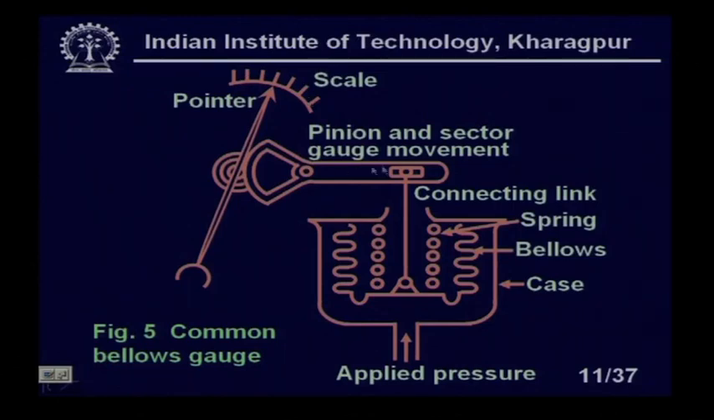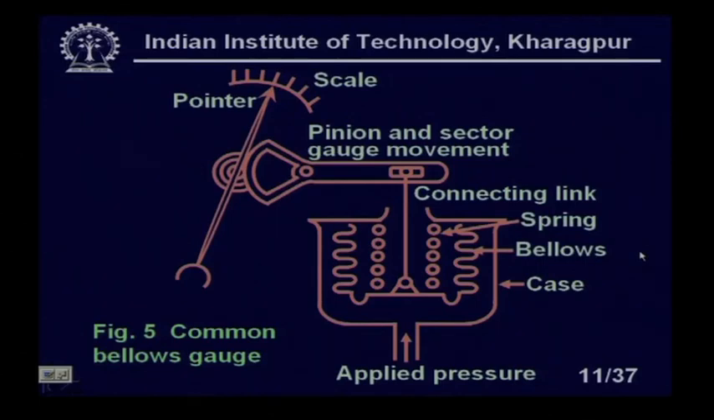So, this is a pinion and sector gauge movement, this is a connecting link, and this is a spring inside, because once you remove the pressure, this bellows should come back to the original position. That is the reason the spring is inside. And this is the case, and the case should be hermetically sealed, that means it should be sealed on all ends, so there should not be any leak. As you know, bellows are also used for the pressure switch, that will be discussed later on.